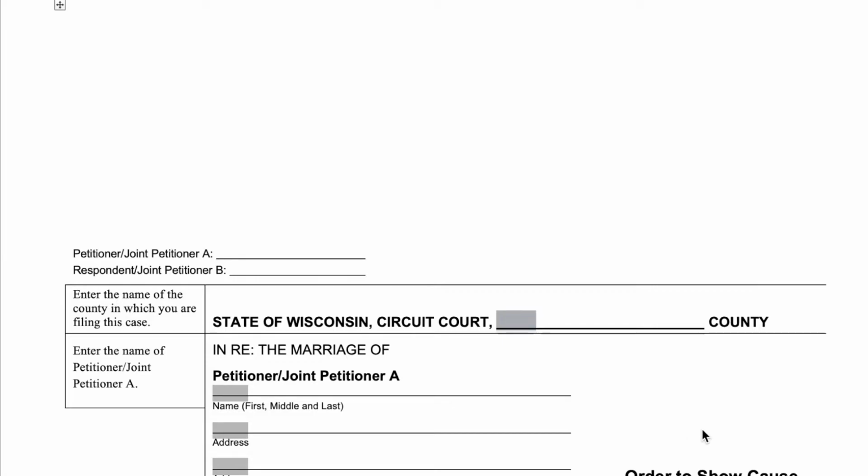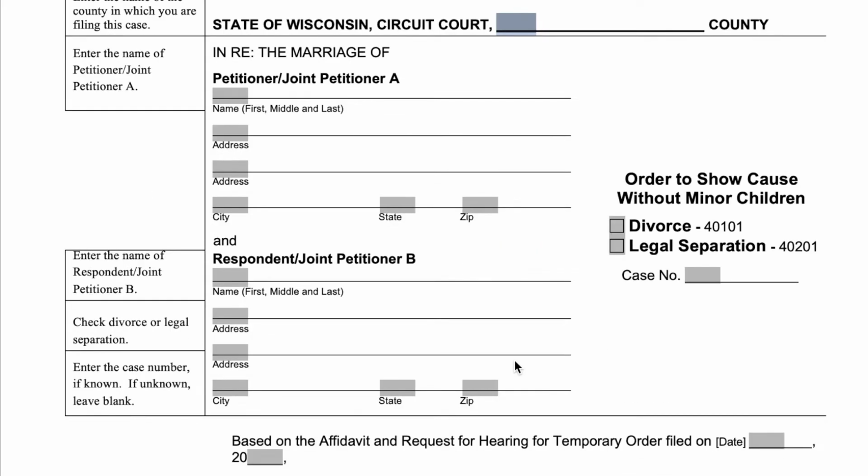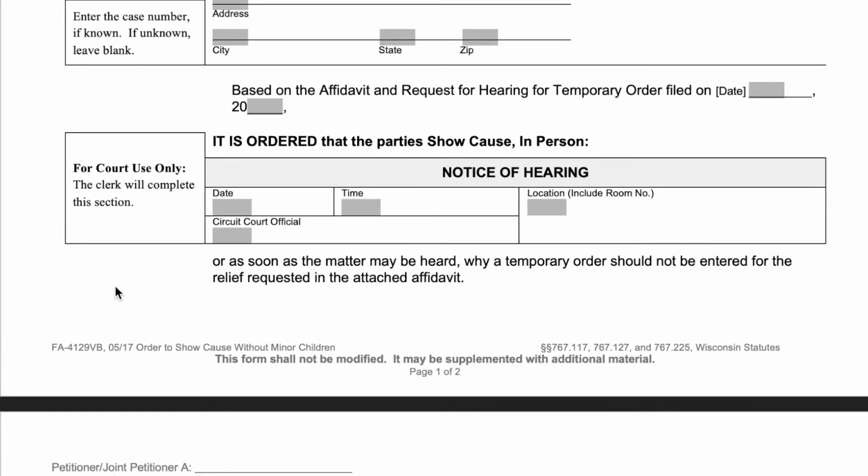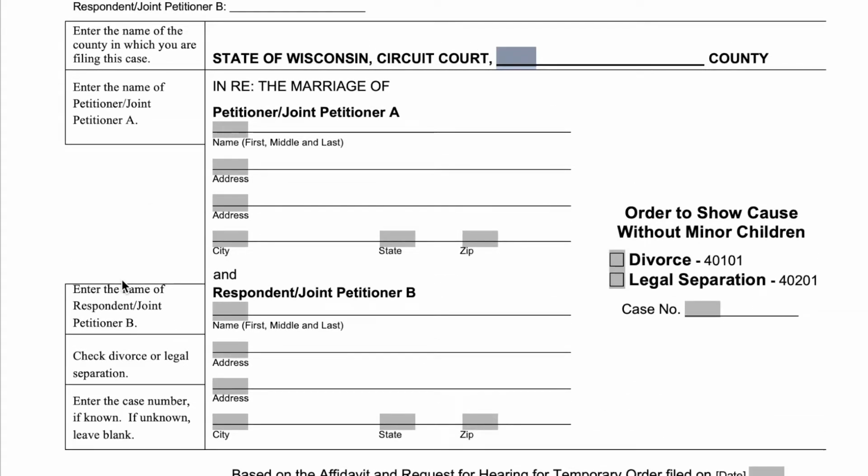All right, so let's get started on these forms. There are two forms involved in requesting a temporary order hearing, and those are FA 4129VA and VB. I'm actually starting with the VB because, at least here at the Justice Center, we turn them in as one document, so that's why I'm showing them to you together, and we put the VB on top and the VA underneath.